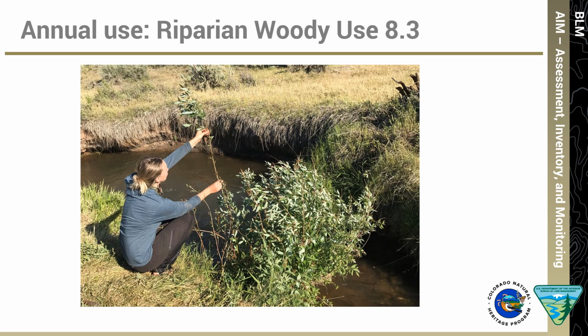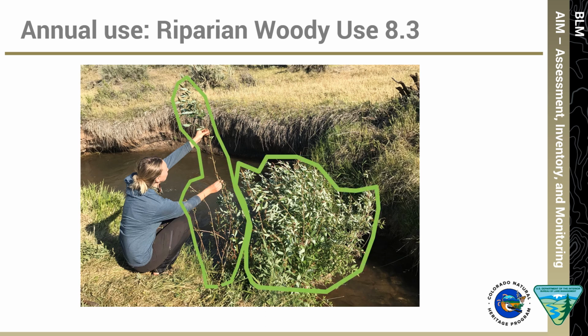Here's another example of browsing on some willows. There are 2 willows shown in the photo and outlined here in green. These are low willows, both less than 1.5 meters tall, and you can see the willow on the right has not been browsed at all. But the willow on the left has been browsed quite aggressively, with almost all leaves and leaders browsed.